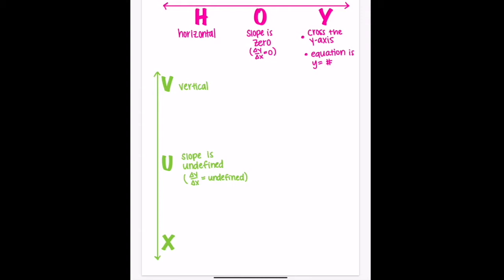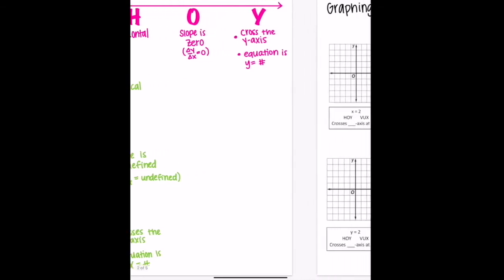Then you have x, the last part of VUX, helps you remember that it crosses the x-axis. And the equation is x equals whatever the x-intercept is. So the equation is always x equals a number. Now let's look at some examples to help us really get this going.